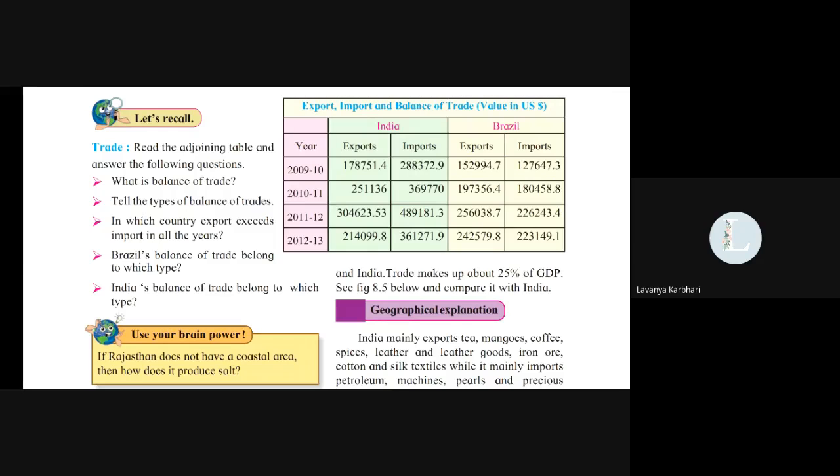India's balance of trade belongs to which type? So it is a deficit. It is balance trade deficit. Okay, it is not that balanced trade.